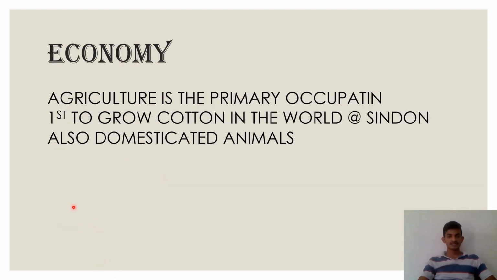Economy. Agriculture is the primary occupation of the Indus Valley Civilization. And the Indus Valley Civilization is regarded as the first to grow cotton in the entire world, at a place called Sindon. And they also domesticated animals.